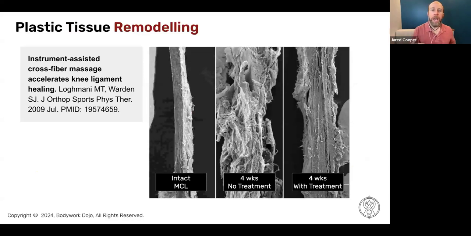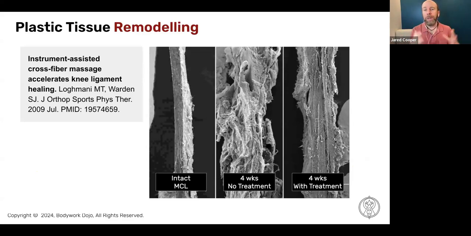So I showed you this image, and we saw that on the left-hand side was a normal medial collateral ligament, an inner knee ligament on a rat. Then they lesion the ligament, and 4 weeks later, without treatment, in the middle picture you can see the rat ligament is an absolute mess. That's without treatment. But if you do a form of myofascial release onto the ligament, the picture on the right is what it looks like after 4 weeks with treatment.